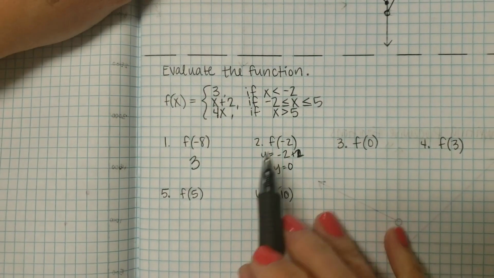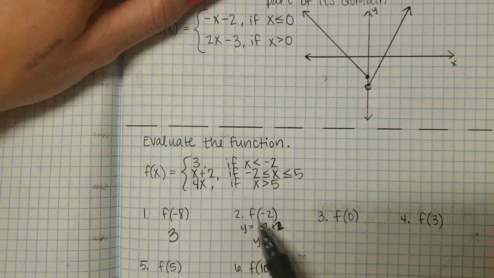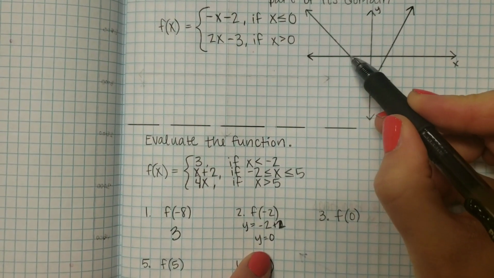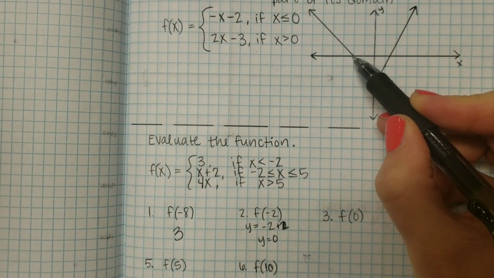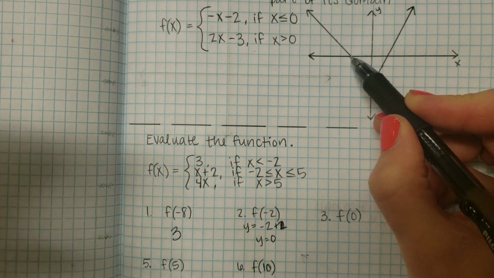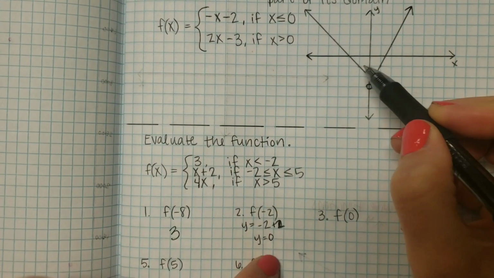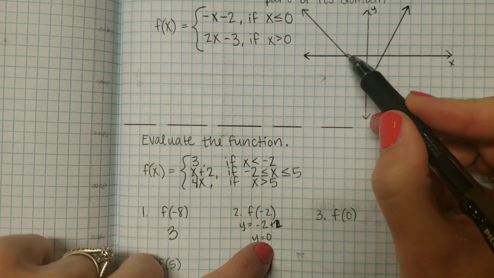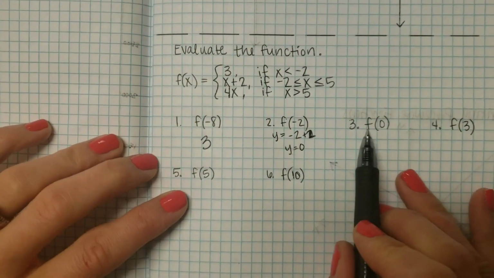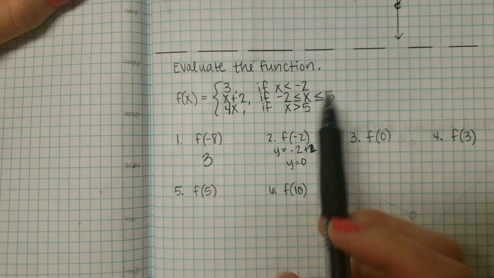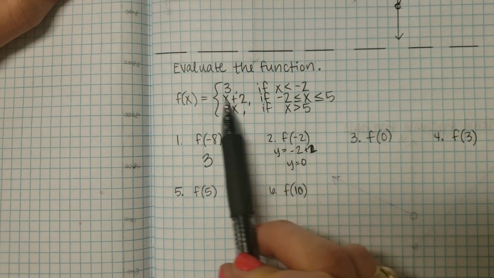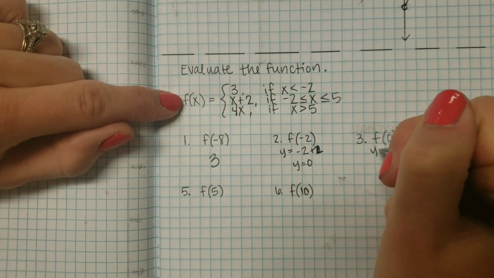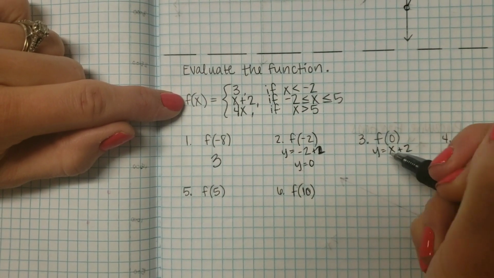So on our graph, if we went to x is negative 2 right there, y would be 0. So it is the same as on this graph as well. It tells you that this is a point that is on the graph, negative 2, 0. When x is 0, that's in between negative 2 and 5, so it follows along with this one again, y equals x plus 2. But now x is 0.